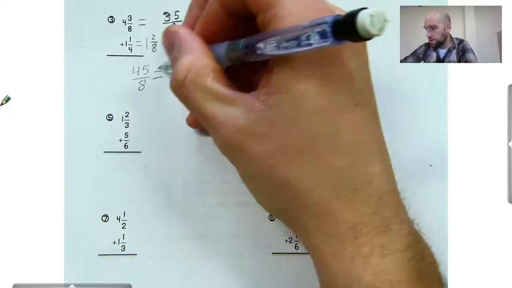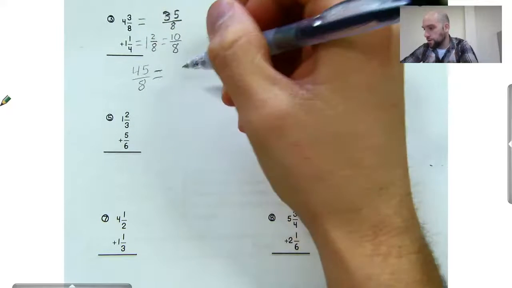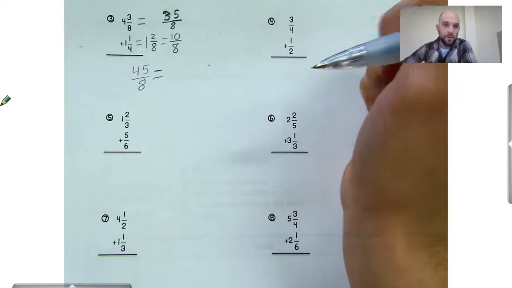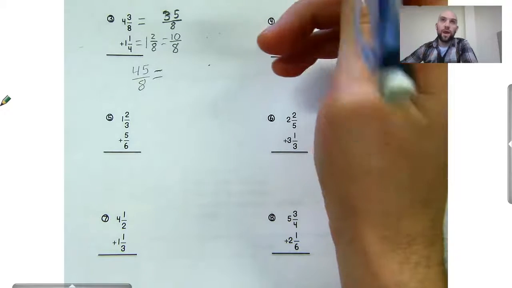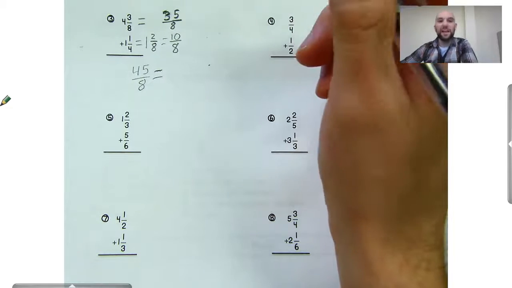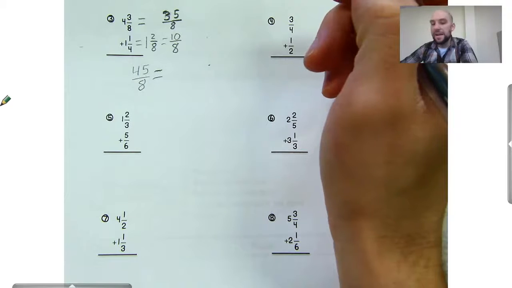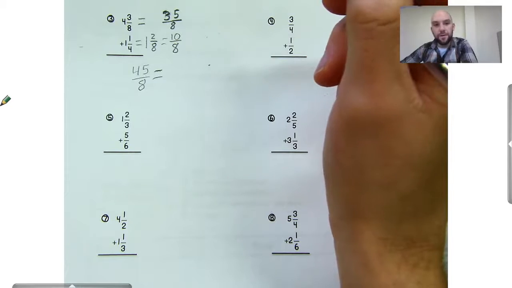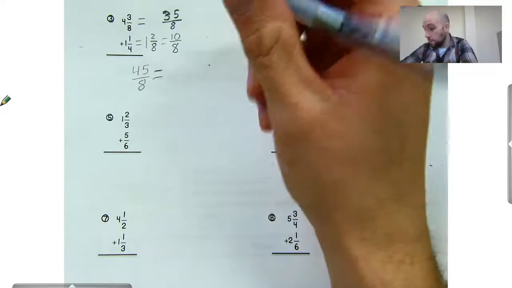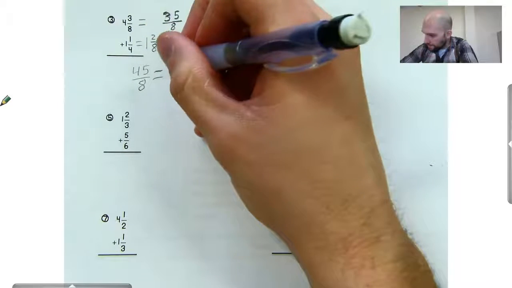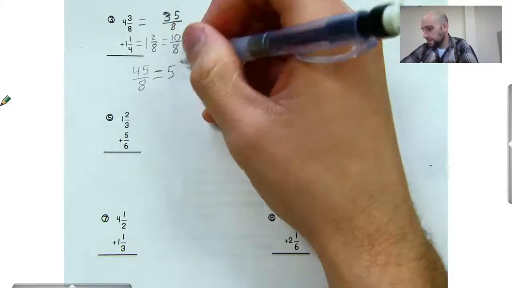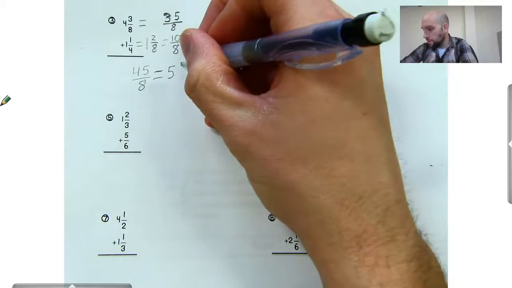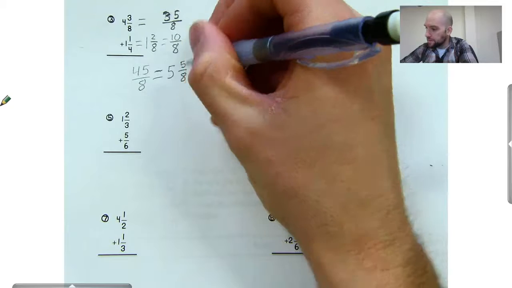And then we have to turn our improper fraction into a mixed number. So how many times does 8 go into 45? Well, let's just try one. 8 times 6 is 48. Okay, that's too high. 8 times 5 is 40. That will work. So we have 40, and then we have 5 left over. So that gives us 5 5/8.